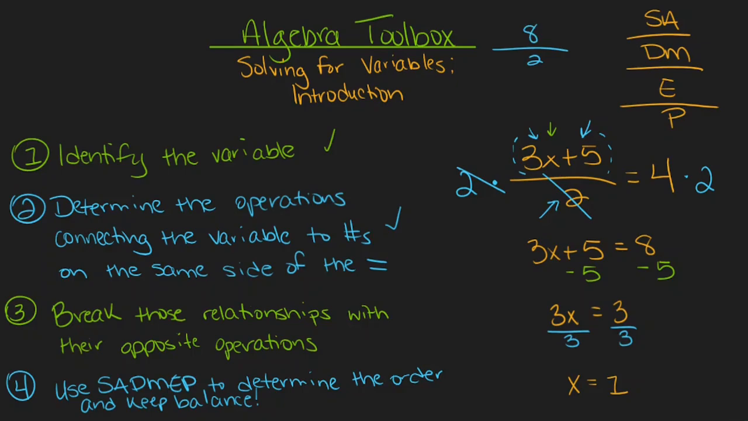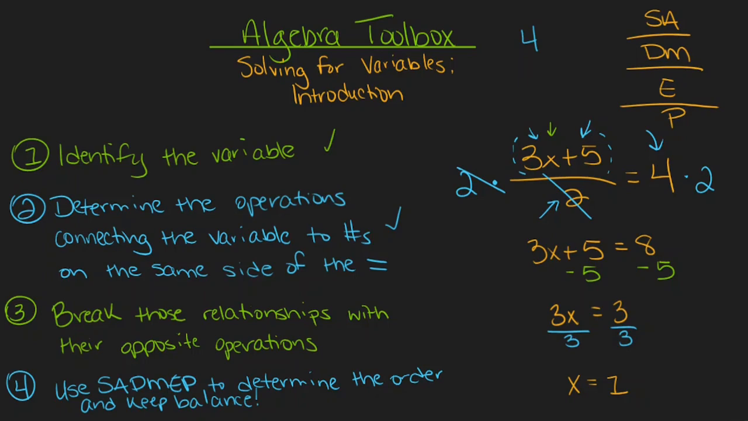Now I can look outside where the parentheses had been to consider this additional operation of division. 8 divided by 2, or 8 over 2, is 4. So we see that by plugging in the value of 1 for x and then simplifying our expression, we ended up with 4. Because we ended up with the value that our question put on the other side of the equal sign, we know that we found the right value for x.